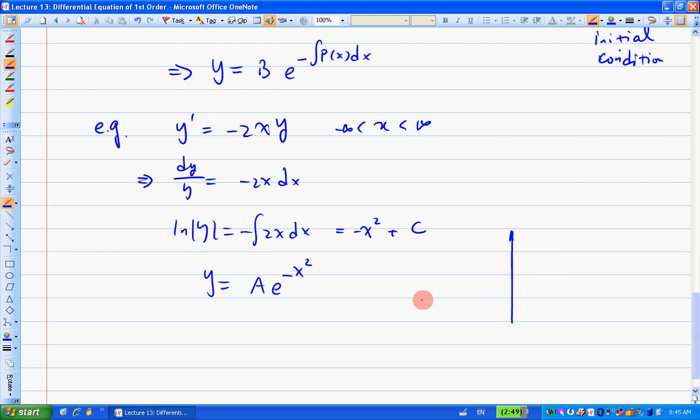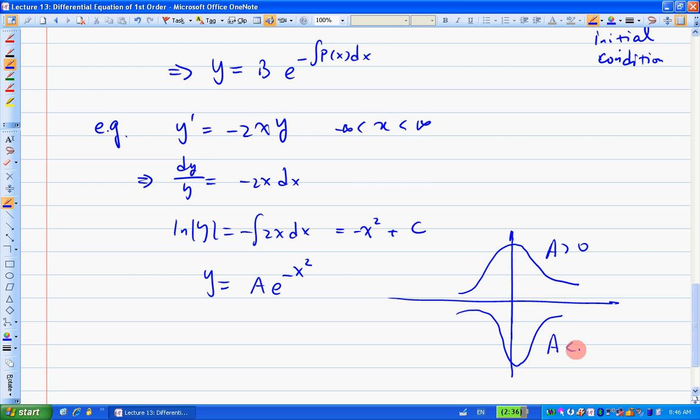So if I graph this thing here, the y graph will totally depend on the a value here. When a value is positive, you have a graph looking like this. And when a value is negative, you have a graph looking like this. So this is when a is greater than 0 and a is less than 0. Any questions? Oh, good.